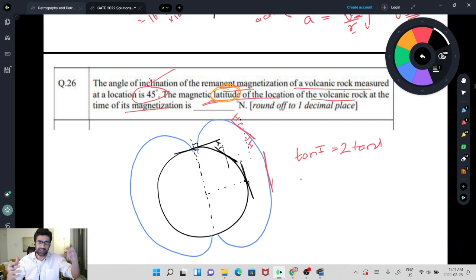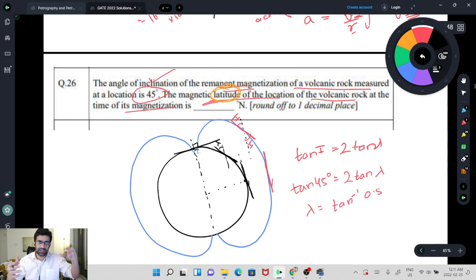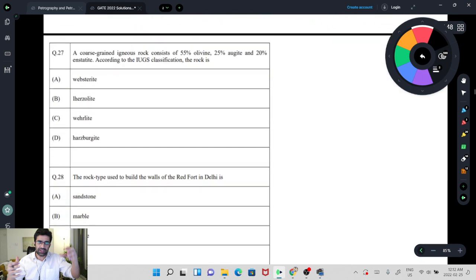So tan I means tan 45 degrees equals 2 tan lambda. You have to calculate, and tan 45 degrees is 1, so tan lambda is 1 by 2. So lambda will be tan inverse of 1 by 2, which is 0.5. The answer here will be around 26.2 degrees. I'm not going to calculate it, you can calculate it yourself.